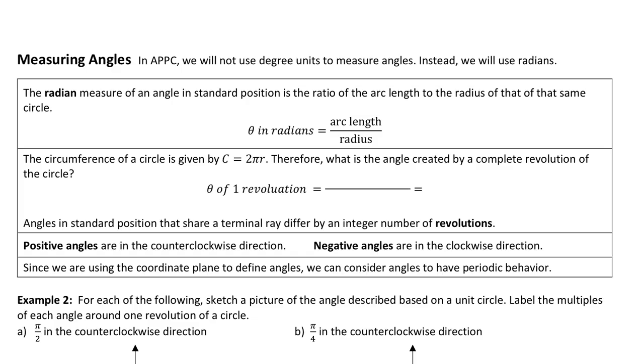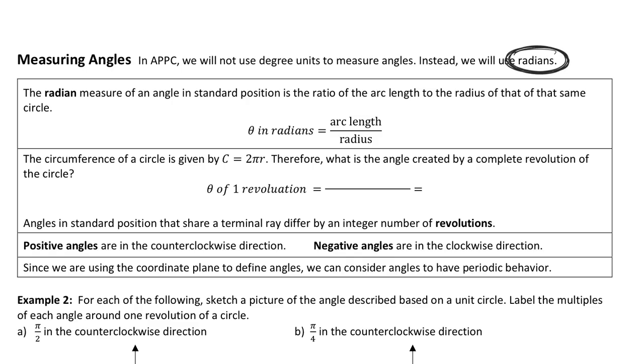Now, in this class, we are going to measure angles not in degrees. In geometry class, you probably used degrees. When I teach my dual credit classes, we will also use degrees. But in this class, we are measuring our angles with a different unit. The unit we are going to use in this class is called a radian.